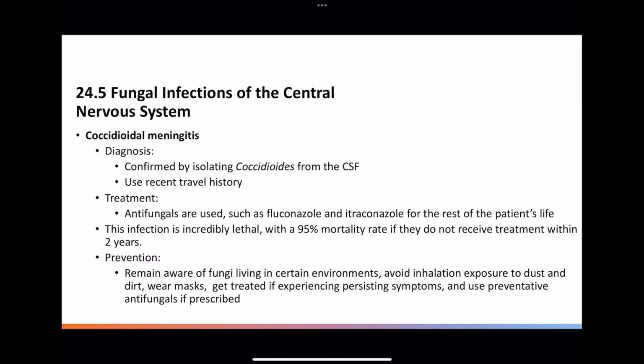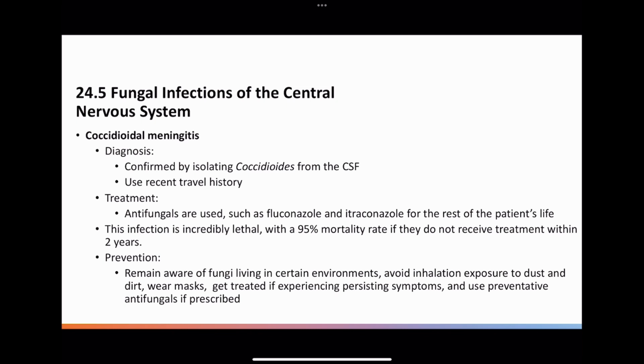Similar to the diagnostic techniques of Candida meningitis, coccidioidal meningitis is also confirmed through the isolation of Coccidioides from the cerebrospinal fluid. Also, patients' recent travel history is looked into, given that this species occurs in specific areas. The treatment for this infection is also antifungals such as fluconazole and itraconazole, but unlike Candida, these are used for the rest of the patient's life.